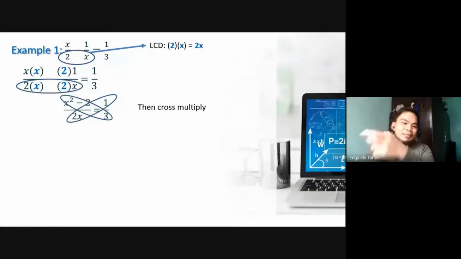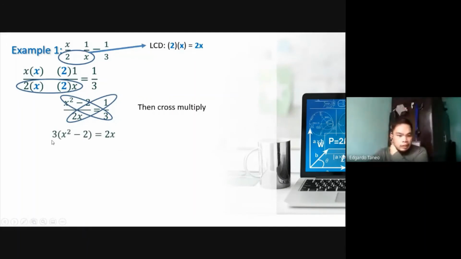Okay. Next, to solve this, we're going to cross multiply. So si 2x, i-multiply natin sa numerator sa kabilang side ng equation which is 1. Si x squared minus 2, i-multiply natin sa denominator sa kabilang side ng equation which is 3. So then, we have the equation 3 times x squared minus 2 equals 2x. Si 2x, minultiply natin kay 1, kaya naging 2x.